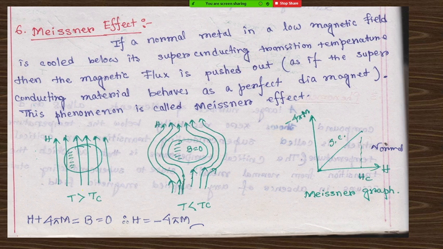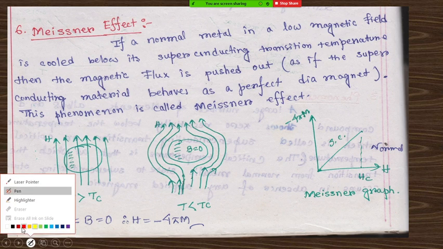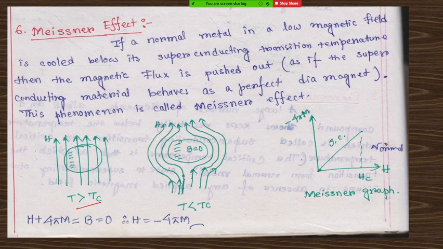You can say this is the Meissner effect at temperature T greater than T_C. This is the normal state. Due to the normal state, the conductor behaves like a paramagnetic material.